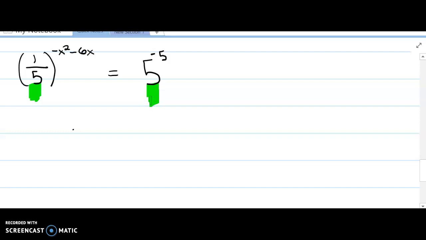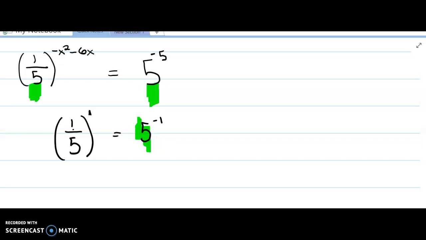Now the next thing I think is, well, can I make them the same? I notice about this 1/5 that I can make it have a base of 5 using negative exponents. So let's think about this. If I have 1/5, this is really just 1/5 to the first. Well, I can rewrite this as 5 to the negative first. Remember, negative exponents flip it. So here I use a negative exponent to flip. Now I have these bases to be the same.